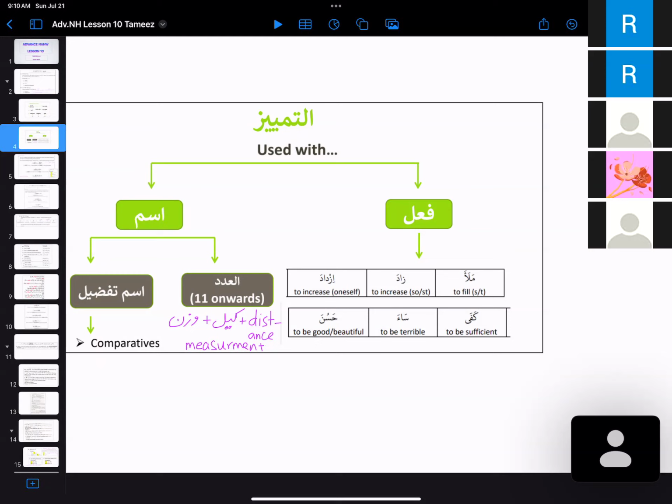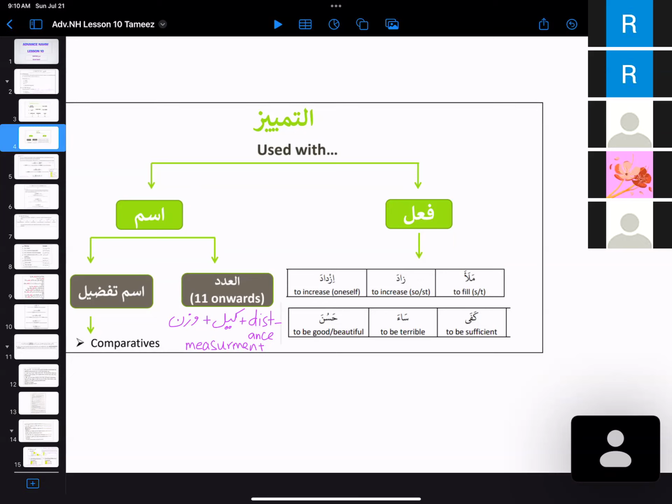And then there are certain afal that need a tamyiz after them. What are these afal? Like mala'a. Mala'a means to fill, right? If I say I fill, you're going to ask, what did you fill? I filled a cup with something, right? So I need more information. This is ambiguous if I just say I filled, or zada, increase. Increase in what sense? So we need tamyiz after that.